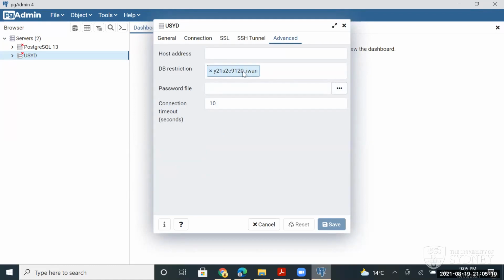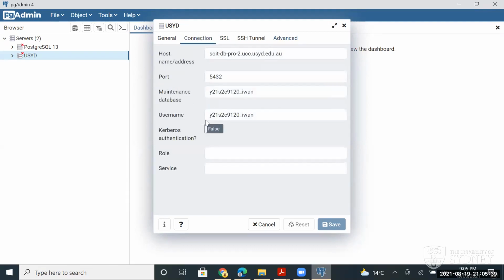If you don't have this in your database restriction, you will end up seeing other people's databases as well. You're going to end up with a lot of databases, and you're going to be able to look at other people's databases, which is not what you want. You just want to restrict these to your own database. You don't want to view any other students' databases, including my one.